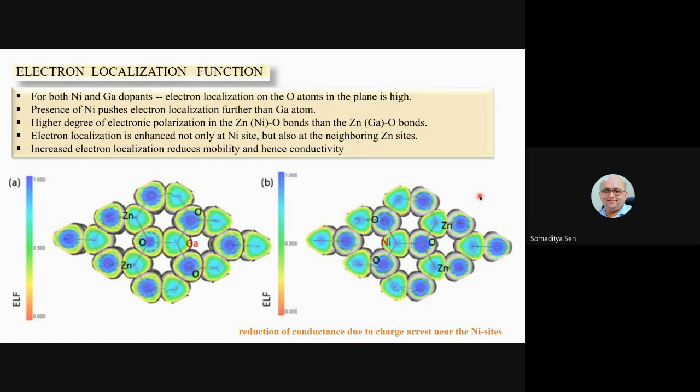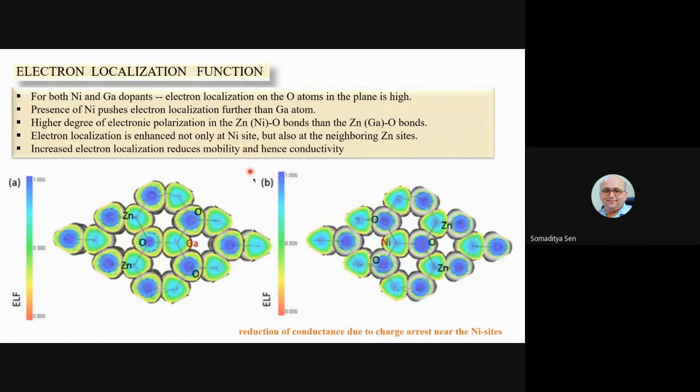We are presently working on the co-doped material, and the work is going on. It is yet to come out. But this was interesting. The nickel arrests the electrons. The gallium is a little less. Both are arresting, but gallium is a little less. And interestingly, the electronic polarization of the zinc oxygen, the metal oxygen bonds, are different also. There is a much higher degree of electron polarization in the nickel oxygen bonds, or the zinc oxygen close to the nickel oxygen bonds.